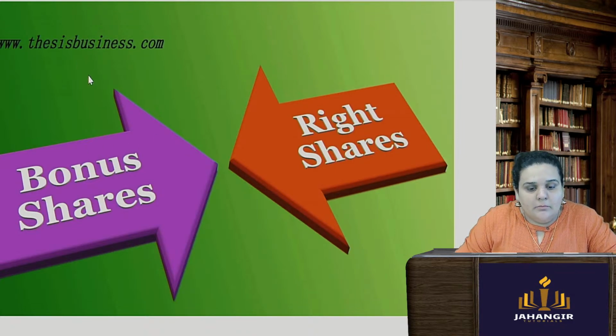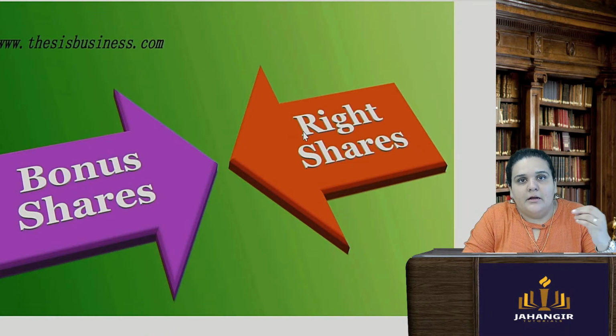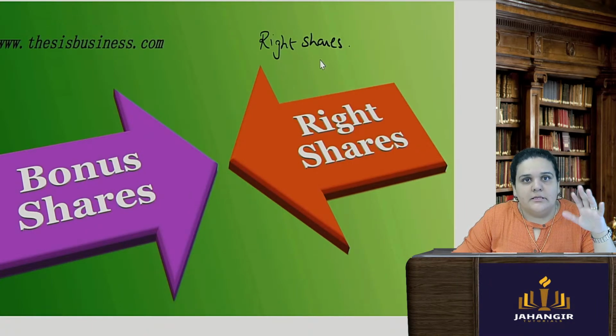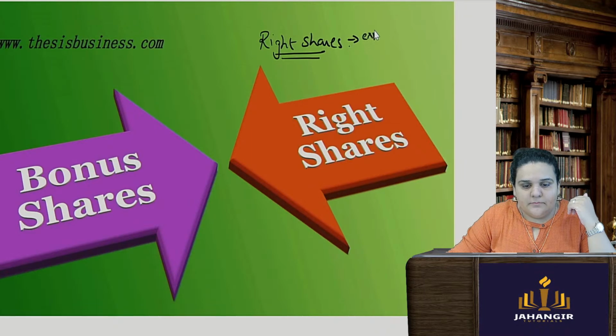Now bonus shares and right shares are also a part of our chapter number 3 only, accounting for share capital. Now what are right shares basically? Right shares are those shares which are given to our existing shareholders. Whenever the company wants to come with a fresh issue, it may tell the existing shareholders that since you are current shareholders, you have a right to subscribe to more of our shares. So right shares are offered to the existing shareholders.